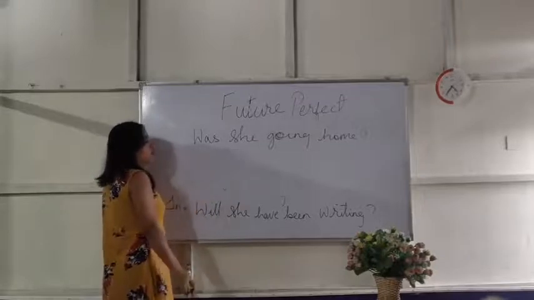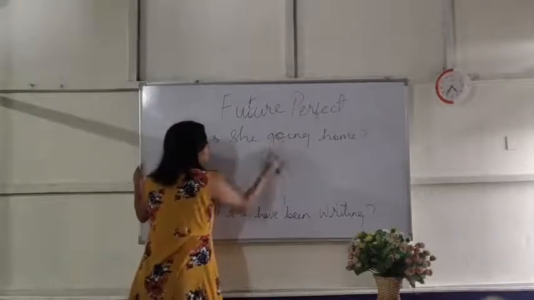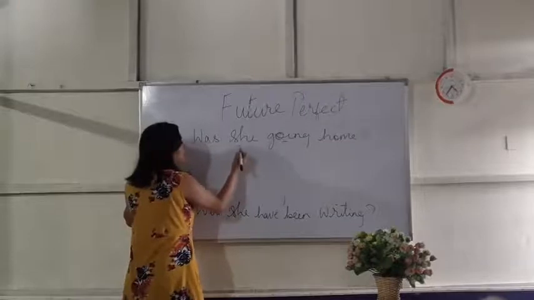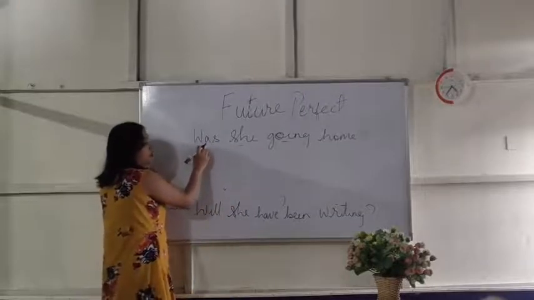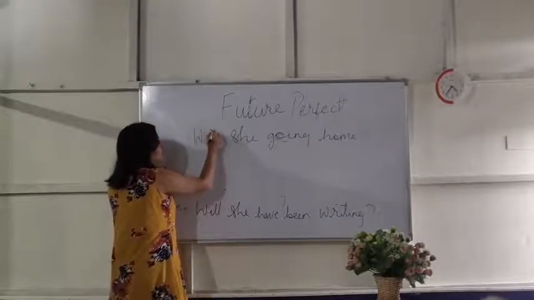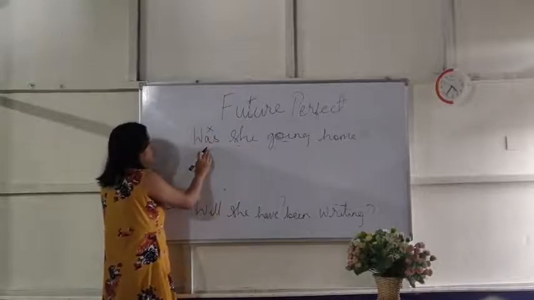Which one is the main verb? This one. Which one is the subject? This one. And what is this? This one is just an auxiliary verb.